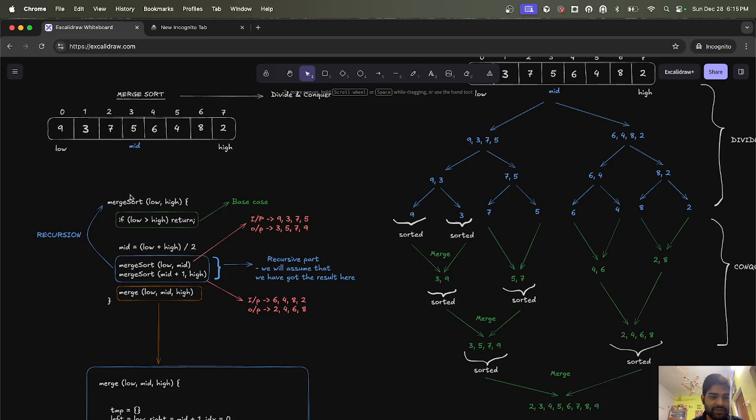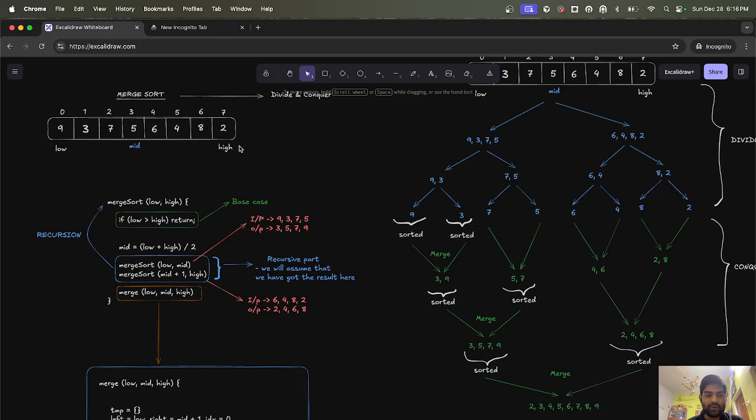Let's say I have this merge sort function, which has low and high. What are low and high? Low and high are simply the lowest index and the highest index of the particular array. Let's say my target array which I want to get sorted is this one. The low pointer will be pointing to the first element and the high pointer will be pointing to the last element. Now, I want to get this whole array sorted.